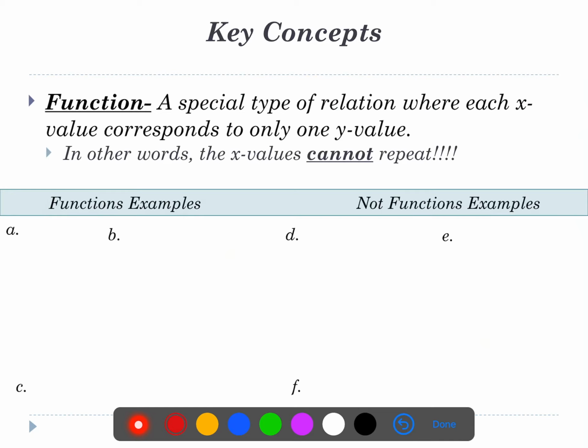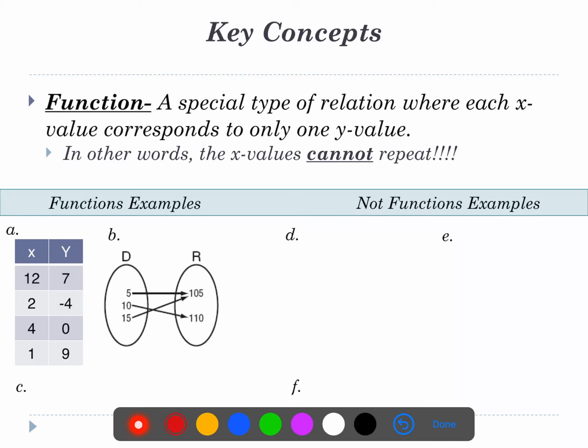Okay, so now our next characteristic here, we're getting a little bit more specific now than just a relation, because a relation can be anything. A function now is kind of like a special case of a relation, and this is when each x value corresponds to only one y value. So that means that none of the x values can repeat.